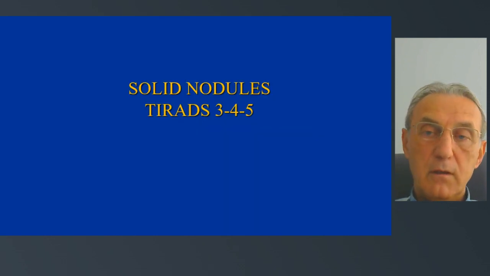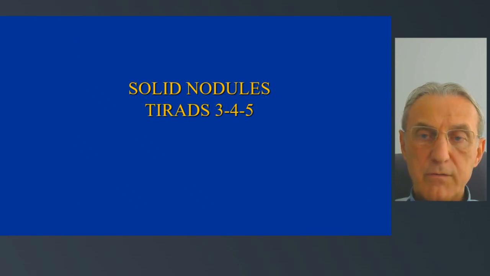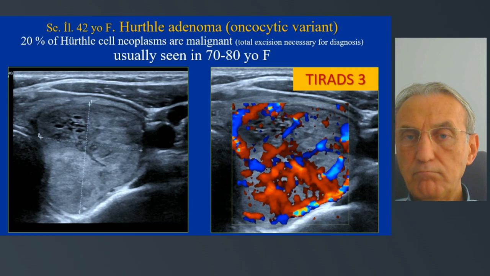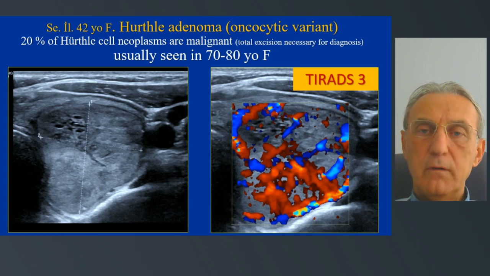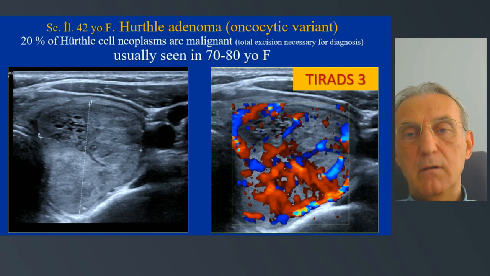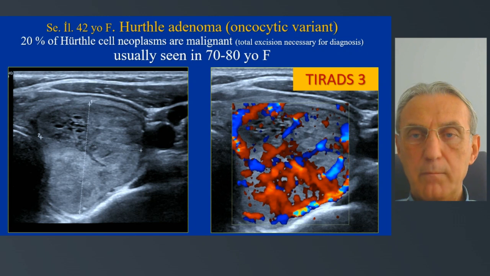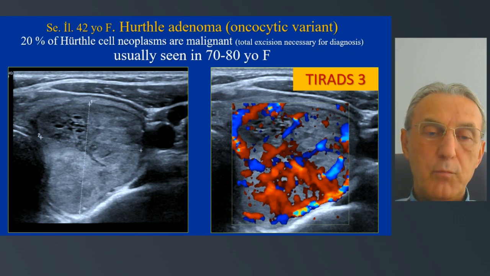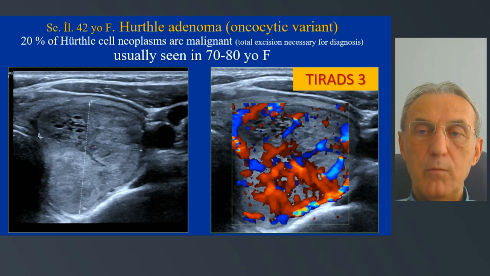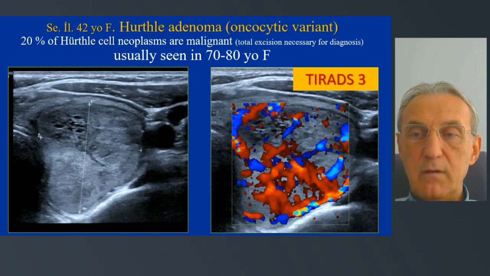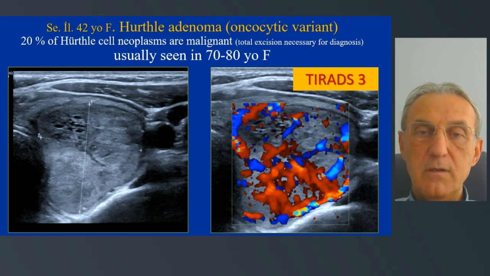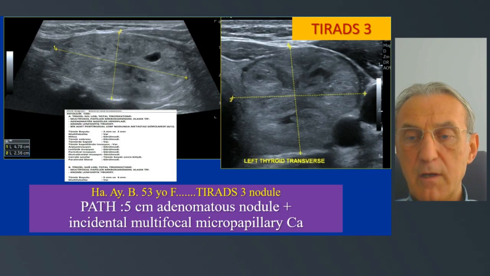What about the solid nodules that are thyroids 3, 4, 5? This is a Hurthle adenoma oncocytic variant in a 42 years old female. Only 20% of these Hurthle cell neoplasms are malignant, and they are usually seen in the elderly. But you see that this is a huge lesion and excision is necessary for diagnosis in these cases as in follicular neoplasms.